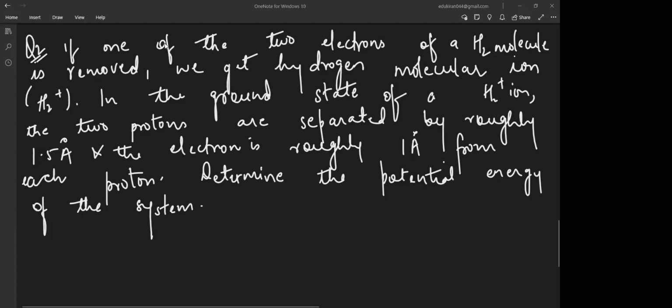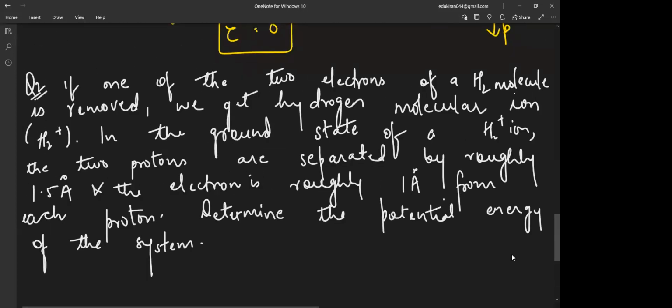Yes, Tarif, your answer is right. Any other answer? See, if one of the 2 electrons of an H2 molecule is removed, we get the hydrogen molecular ion, which is H2 plus. In the ground state of an H2 plus ion, the 2 protons are separated by roughly 1.5 angstrom. The electron is roughly 1 angstrom from each proton. So the proton-proton separation is 1.5 and the proton-electron separation is 1 angstrom. We have to determine the potential energy of the system.